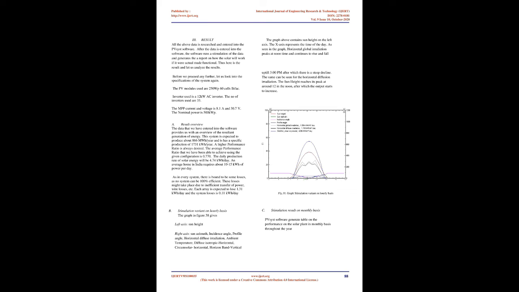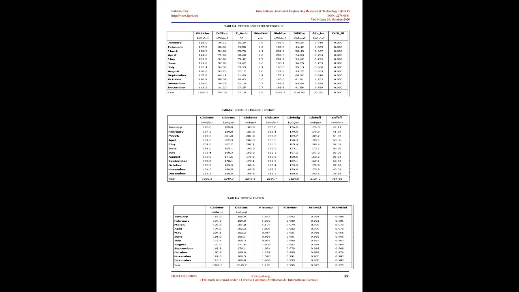Module mismatch losses. The mismatch loss is mainly due to the fact that in a string of modules, or cells, the lowest current drives the current of the whole string. Power loss at MPP, 1%. Loss when running at a fixed voltage, 2.5%.